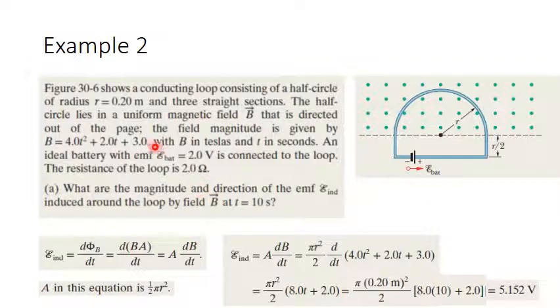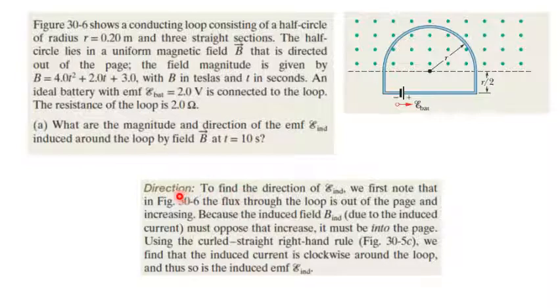Now, by applying the radius to be 0.2 meters, we have pi multiplied by 0.2 meters squared over 2, multiplied by 8t plus 2, and we want to find it at t equals 10 seconds, so 8 multiplied by 10 plus 2. We can find the induced electromotive force due to the changing of the magnetic field inside the loop. So the induced EMF in this case would be 5.152 volts. This is the magnitude. Now it is required to find the direction of this induced EMF.